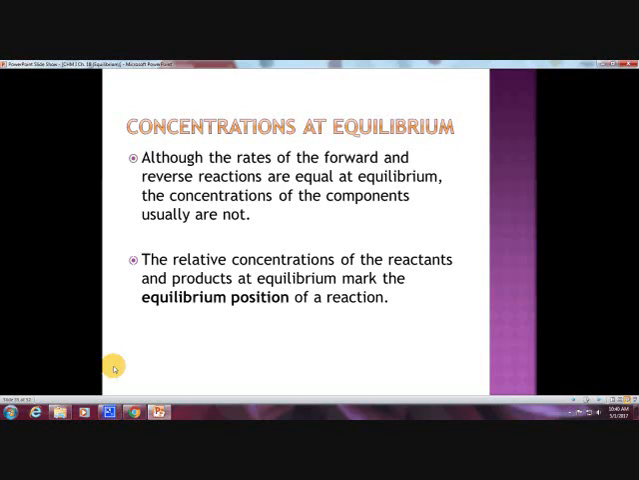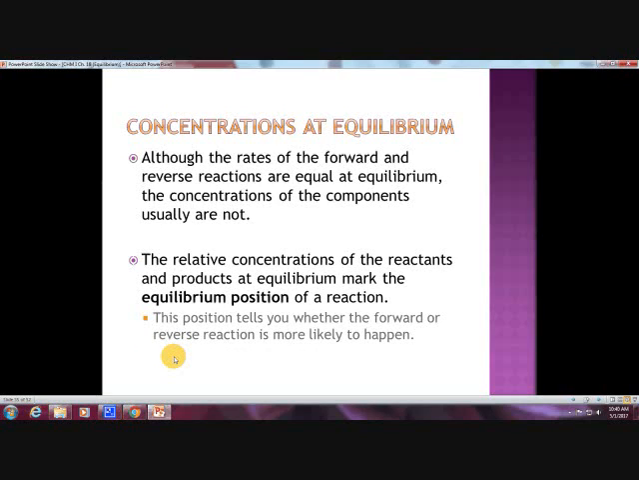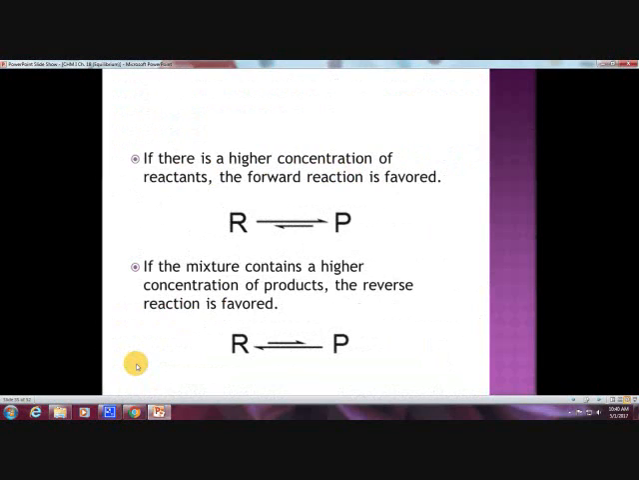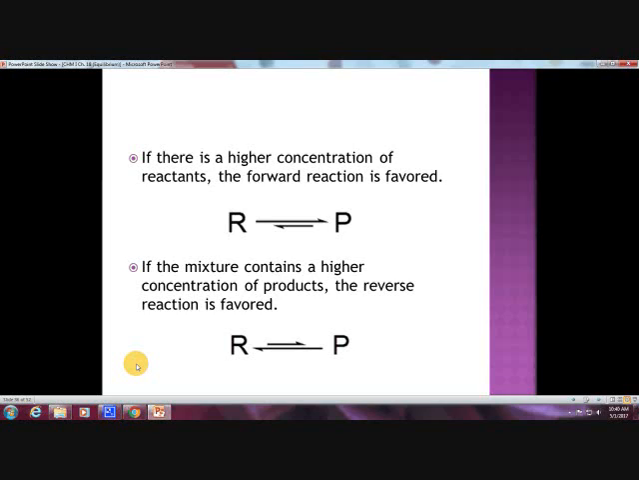Okay? The relative concentrations are what mark the equilibrium position of a reaction. So this tells you whether the forward reaction or the reverse reaction is more likely to happen, which one is favored. So here, if there's a higher concentration of reactants, that means the forward reaction is favored because it wants to get rid of those reactants. And this is just a different way to draw that equilibrium arrow, where the top side is longer than the bottom side. When the top side is longer, that shows the forward reaction is favored to make the products. But if the bottom is longer, then that shows there are too many products, so the reverse reaction is favored, so it can make the reactants instead. Okay?